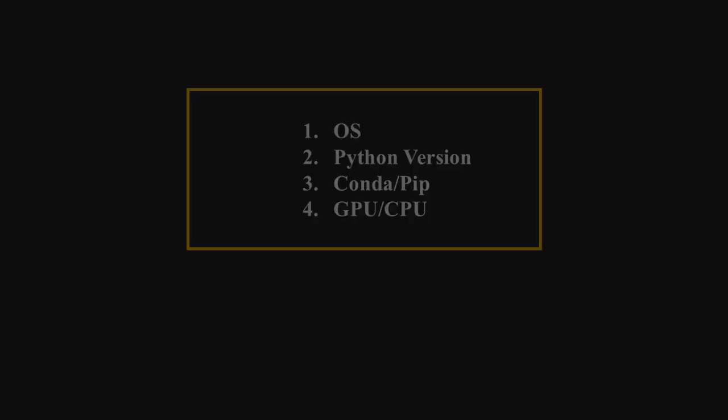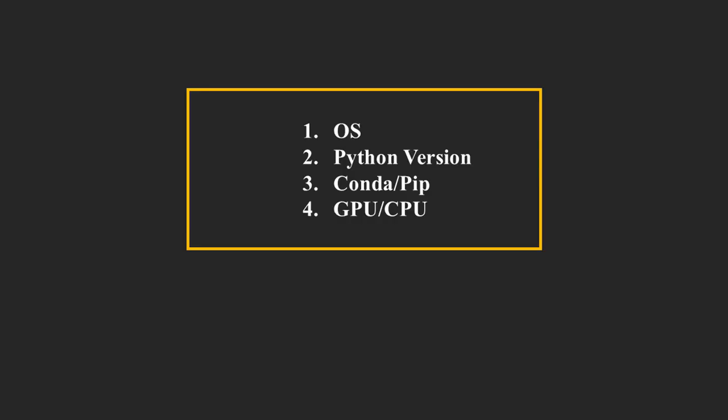Most important thing to note: there is no single install command for PyTorch that works for everyone. The correct command depends on your operating system, your Python version, whether you use Conda or pip, and most importantly, whether your computer has an NVIDIA GPU, an AMD GPU, or no dedicated GPU at all. So we are going to use PyTorch's own official configurator to decide which particular version to install.